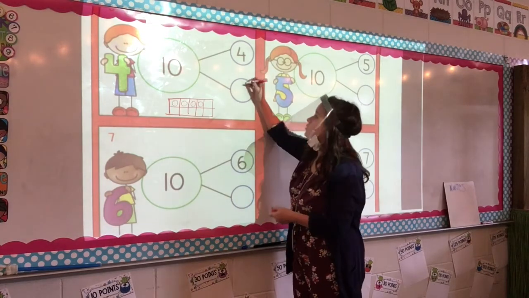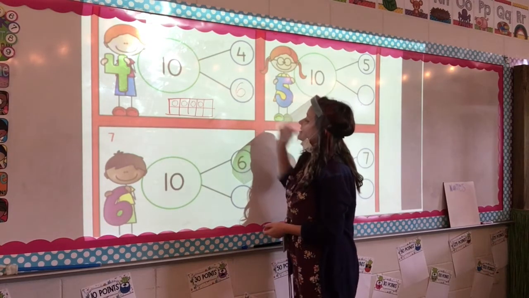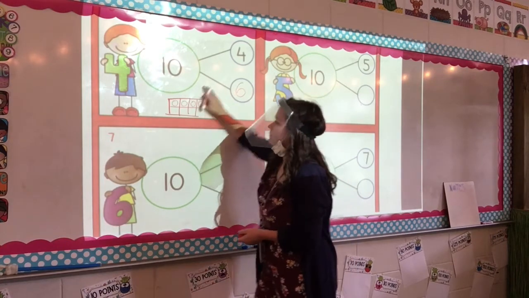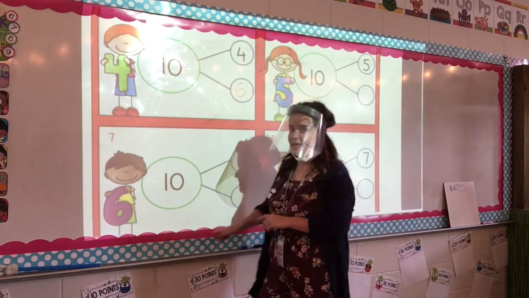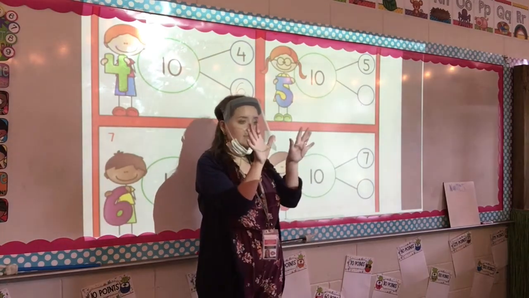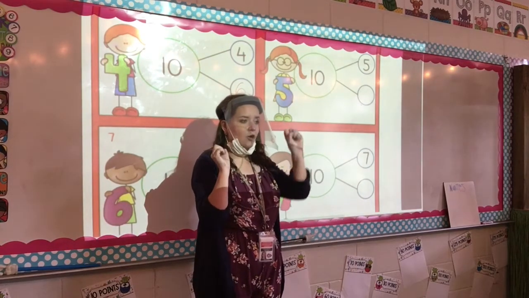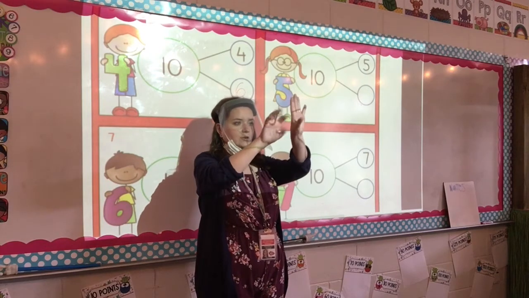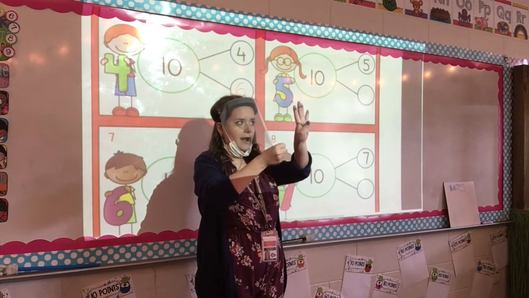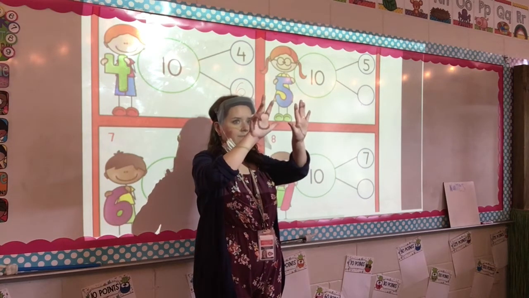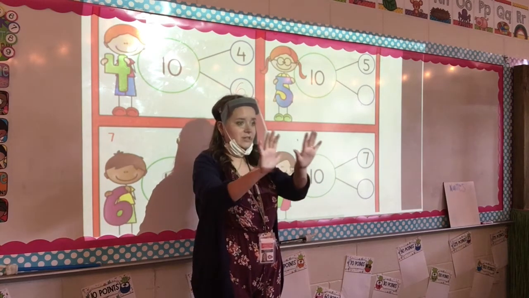6. 4 needs 6 to make 10. It's also okay to use your fingers if we still don't know our friends to 10 yet. Because look, you have 10 fingers, right? So if I hold up 4, the ones that you're not holding up are the ones that you need. So if I have 4, I need 1, 2, 3, 4, 5, 6 more until I reach 10.